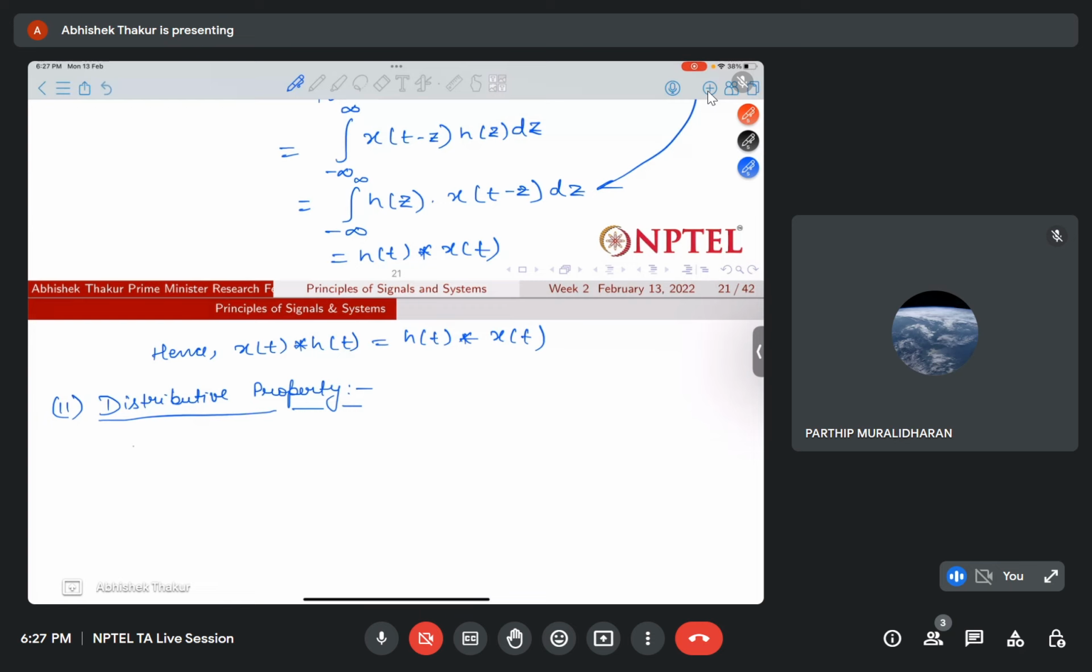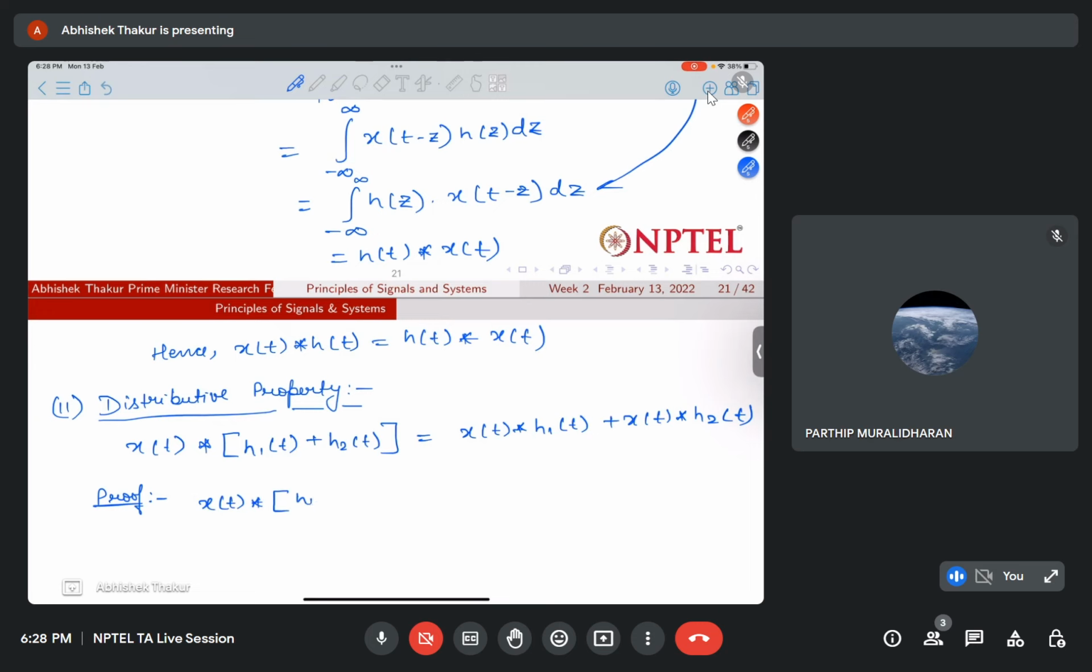In the distributive property, it is given as x(t) convolution [h1(t) plus h2(t)]. In the last class, I was solving this example, but okay, we'll solve this in the next class. This can be written as x(t) convolution h1(t) plus x(t) convolution h2(t). You can prove this also. This is a very easy proof, so I will do it, since it takes very little time. All proofs are easy only.